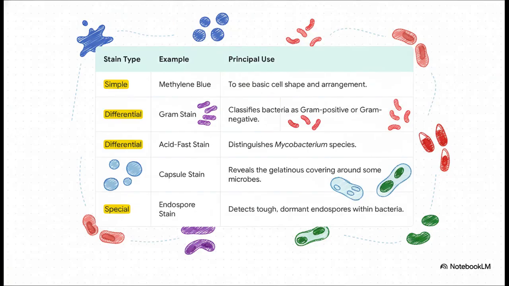And the Gram stain is really just the most famous example. Microbiology has this whole toolkit of different stains. You've got simple stains that just use one dye to see basic shapes. You have differential stains, like the Gram stain, that are designed to separate bacteria into different groups. And then you have these really cool special stains, which are engineered to highlight specific, hard-to-see things, like a slimy outer capsule or a super tough, dormant endospore. Each one is like a different chemical key for unlocking microbial secrets.